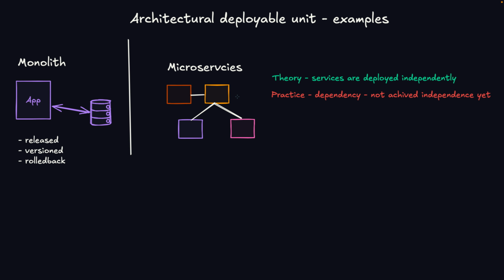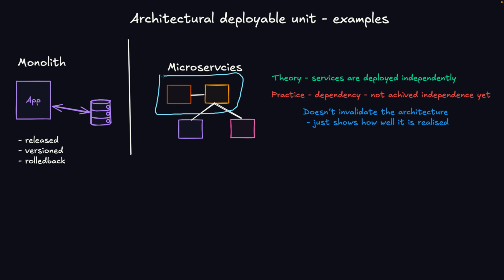So in theory, each of these components are independently deployable. But in practice, we may have dependency. We may need to release these two components together all the time. Okay, it could happen. If that happens, what it means is that we have not realized the architecture yet. So if we have implemented this correctly, we should be able to deploy this and this independently. But because we need to deploy these two together all the time, it just means that we haven't reached that end goal. Okay. But it doesn't invalidate the architecture. The architecture is still sound, but we are working towards making these two components independent.